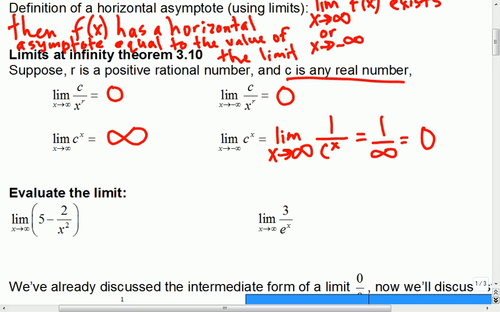Okay, so let's see if we can find some horizontal asymptotes from these first couple of limits. What do you think the horizontal asymptote is going to be as I approach infinity for 5 minus 2 over x squared?